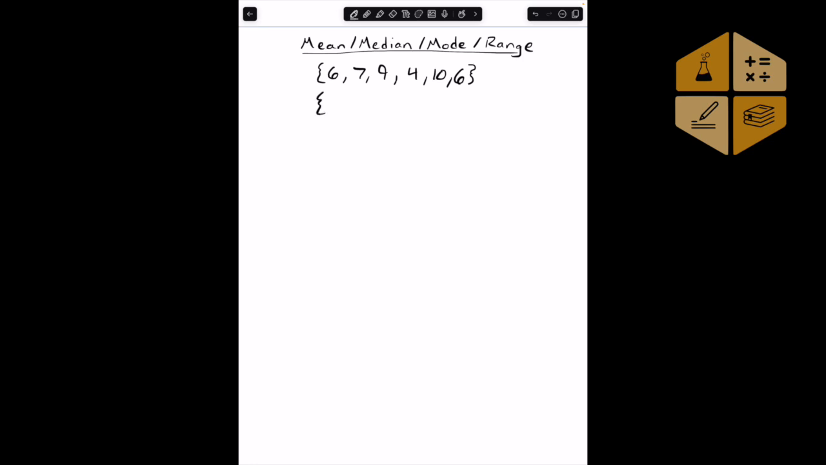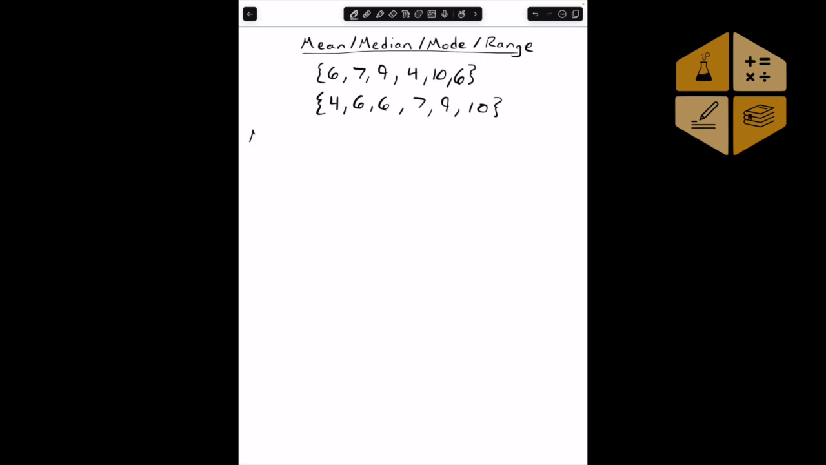So starting again, the least is 4, so we put that first. Then we have 2 6s, so 6, 6. Then we have a 7, a 9, and a 10, like that. Now we can find the mean, the median, the mode, and the range of this set of numbers. So let's go through each of these four terms one at a time, talk about what they mean, and use this set of numbers that I just created to find each of them.